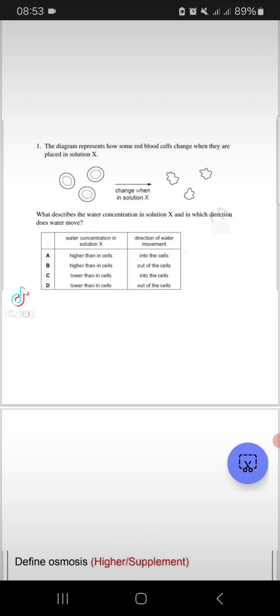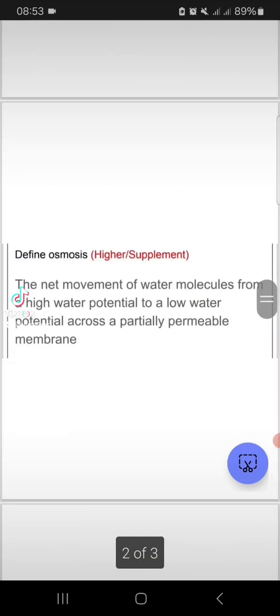What is the water concentration in solution X? Is it higher than in cells or is it lower than in cells? And in which direction does your water move? Does it move into the cell or out of the cell? For you to be able to answer this question, you need to understand the topic. This is osmosis, right? So let me give you a quick summary of what osmosis is.